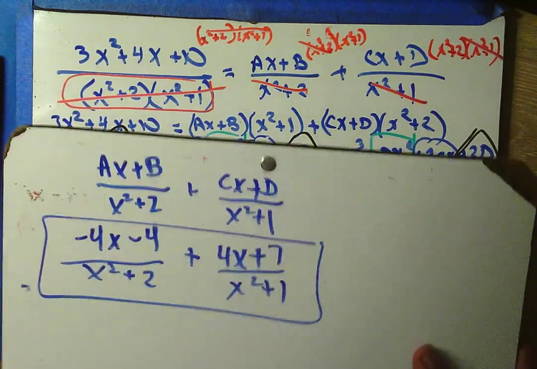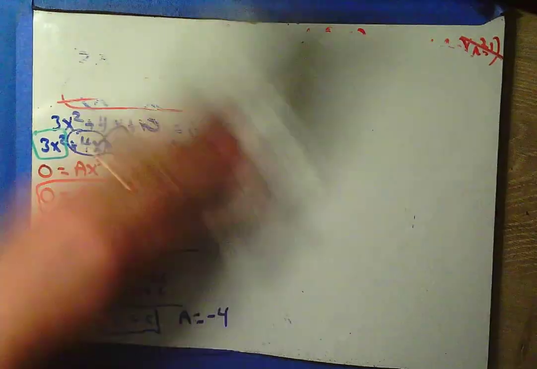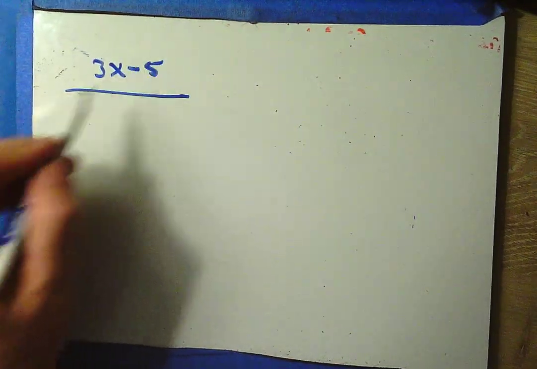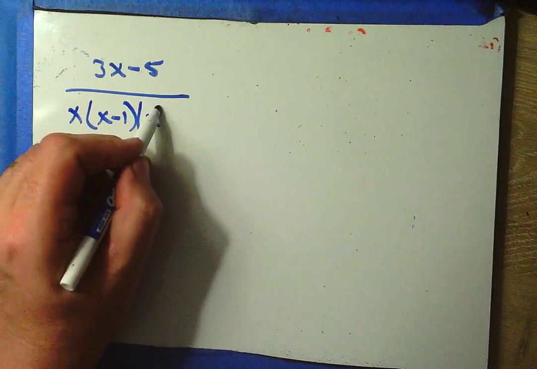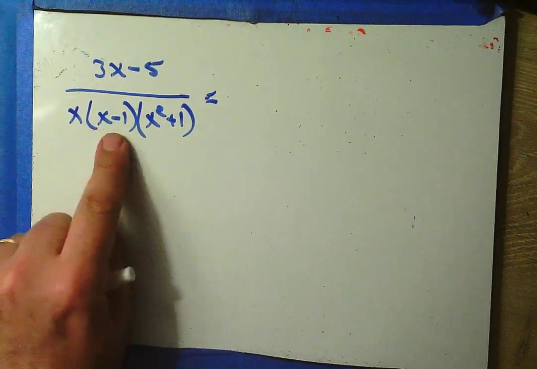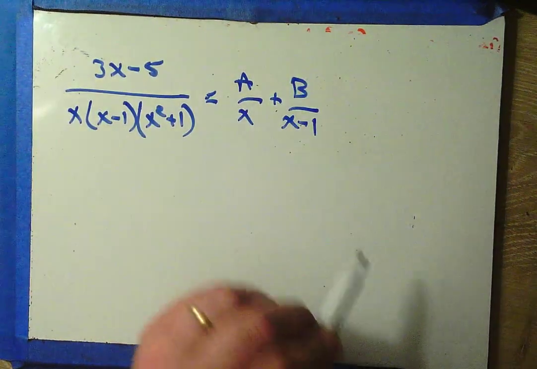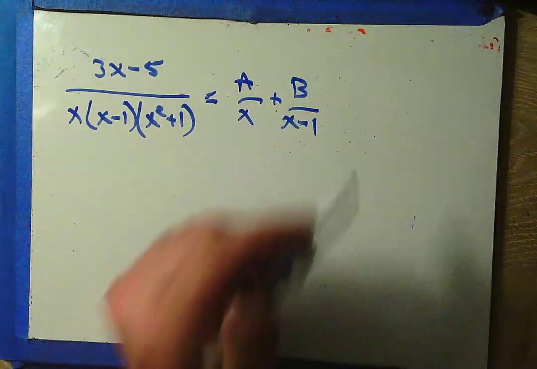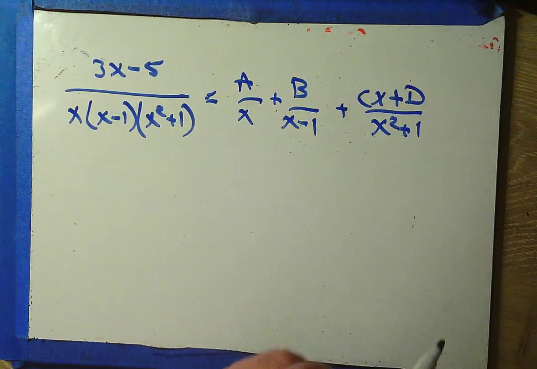Okay, so that's case 3, irreducible quadratics. Remember, we could see case 3 combined with other cases, like we could see a setup like this. What if we had 3x minus 5, but this time we had x minus 1, x squared plus 1. Okay, so these are case 1. We got a over x plus b over x minus 1. But this is the irreducible quadratic, so we would need a cx plus d over x squared plus 1.